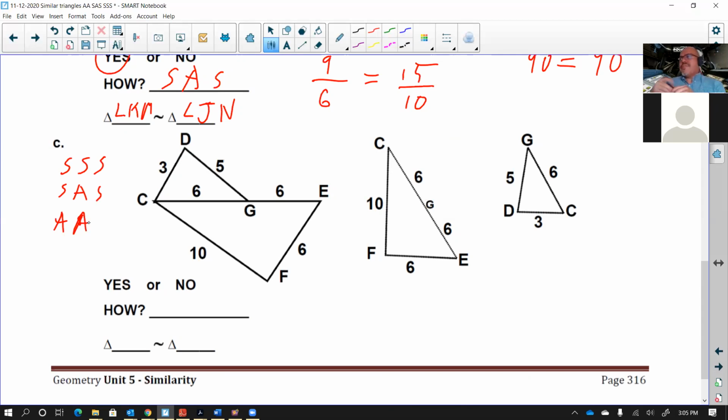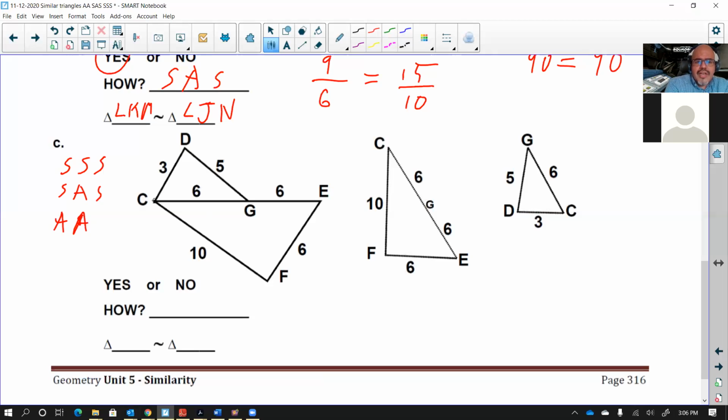Similar figures are figures that have the same angles but proportional sides, meaning things either get bigger from one picture to the next or smaller from one picture to the next. So on side similarity, we're just looking for a scale factor that you can take one of the triangles and multiply it by. Let's go ahead and take a look at this picture.